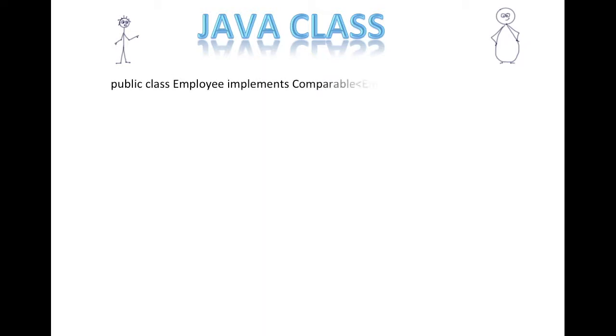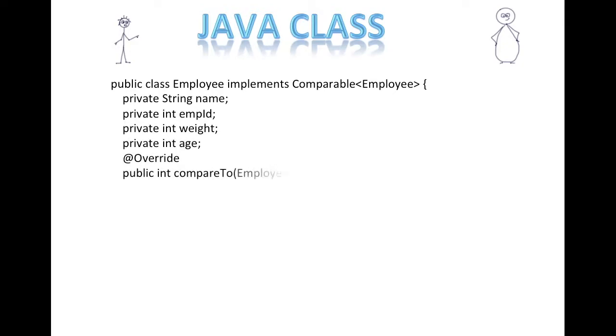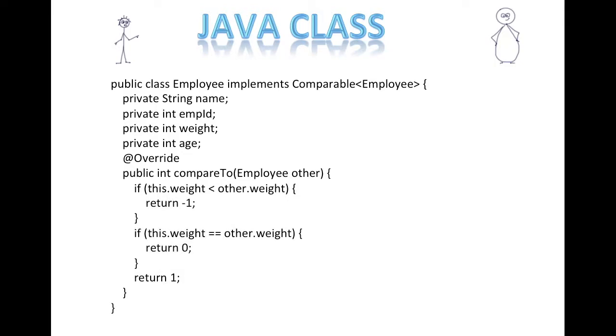Now writing a Java class which implements the Comparable interface. Public class Employee implements Comparable<Employee>, private String name, private int employeeID, private int weight, private int age. Now we need to override the compareTo method. If this.weight is less than otherObject.weight, then return negative. If this.weight equals otherObject.weight, then return 0, otherwise return 1. Now we can sort the collection of employees using Collections.sort, which will be coming in just a few seconds.